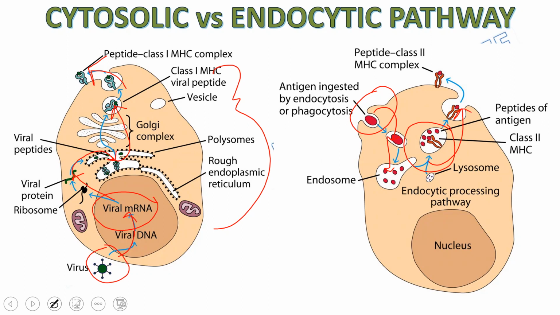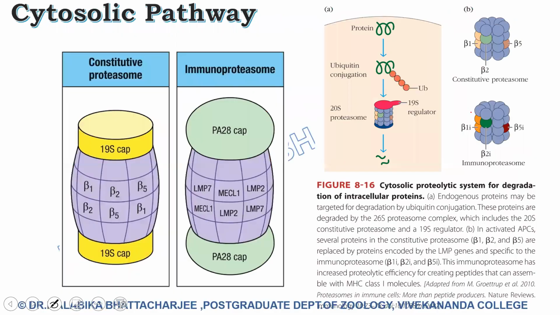We will start our class today with the cytosolic or the endogenous pathway. We did study cell biology in SEM 2, and we studied the proteasome while discussing, as far as I remember, the cell cycle. I talked about ubiquitin and the proteasome, so I will not get into the details of all that.